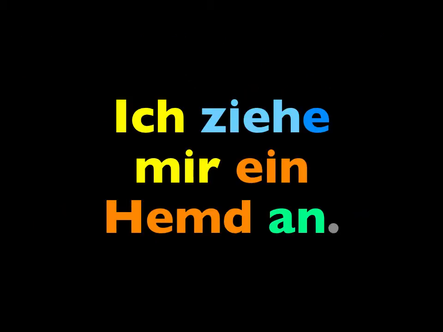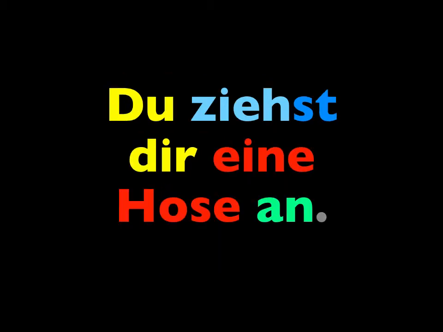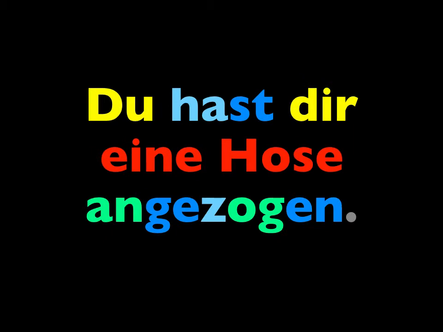So, that being the case, repeat after me how to say, I'm putting on a shirt. Ich ziehe mir ein Hemd an. Now repeat it in the past tense after me. Ich habe mir ein Hemd angezogen. Say you're putting on a pair of pants. Du ziehst dir eine Hose an. And the past tense. Du hast dir eine Hose angezogen.